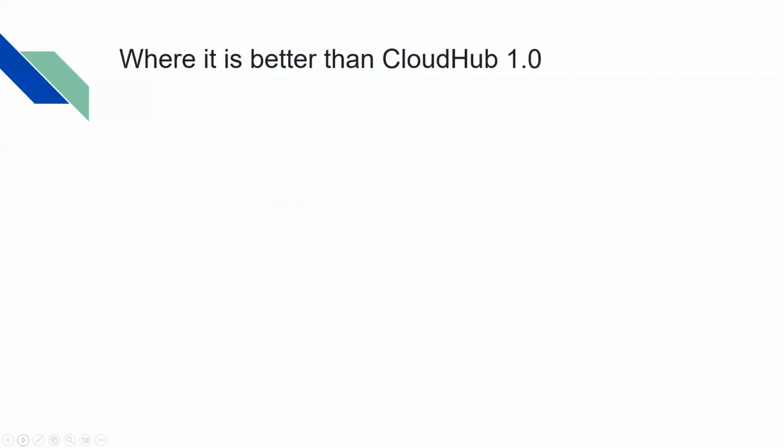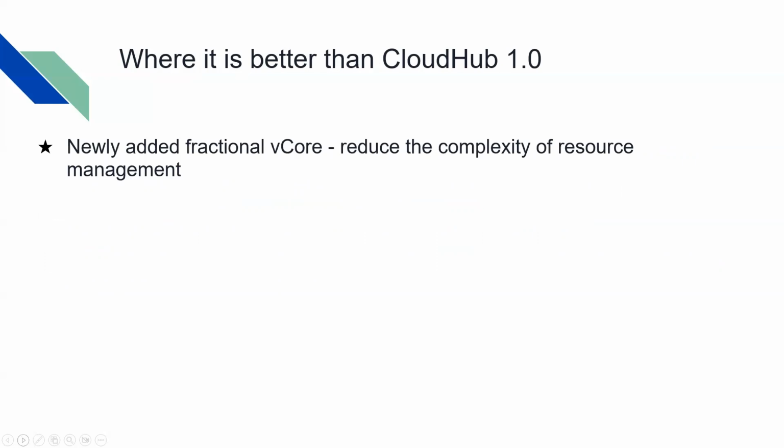So next, let us focus a little bit on where CloudHub 2.0 is better than CloudHub 1.0. So what is CloudHub 2.0's USP? Why should I go for CloudHub 2.0? So one thing we already discussed, the first point, is that it's added with more fractional vCores. So now instead of going from 0.2 directly to 1, you have an option of 0.5 vCore. You have an option of 1.5 vCore. So resource optimization is a little bit more flexible.